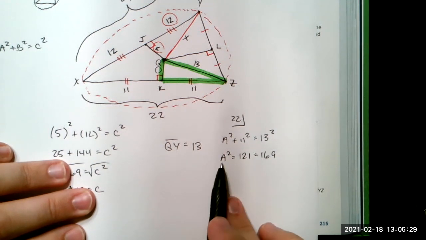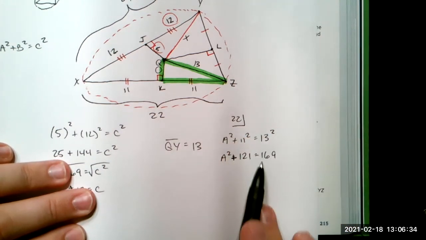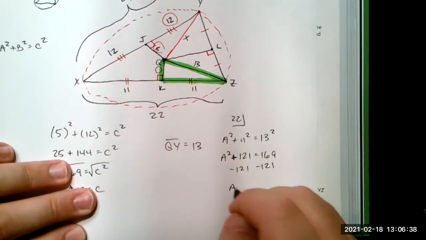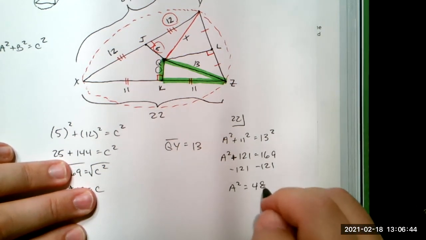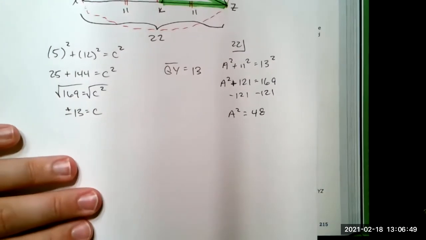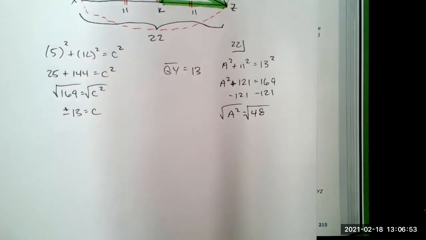So now I have a squared plus 121 equals 169. So I can subtract 121 from both sides. I get a squared equals 48. Is that right? 48, yep. A squared equals 48. Now I can square root both sides. The square root of 48, I have no clue. It's going to be 6 point something. Get my calculator out.